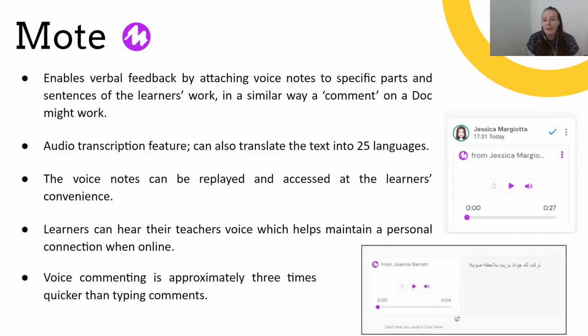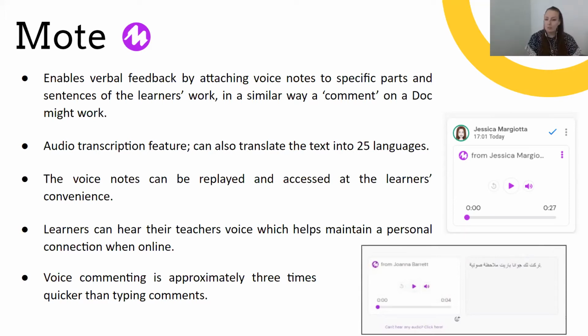Fab, okay, so just for a bit of context in terms of how Moat actually works for anyone who's not come across it before. Once you've installed the Chrome extension, you can essentially add on voice notes to learners' online pieces of work by highlighting specific sections or specific sentences in the same way that you would when you're making a comment on a doc.